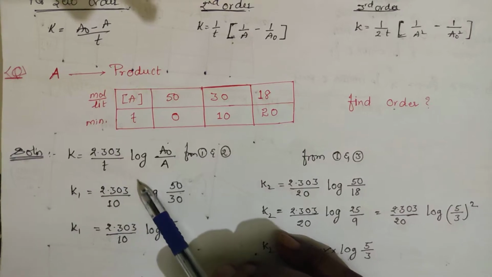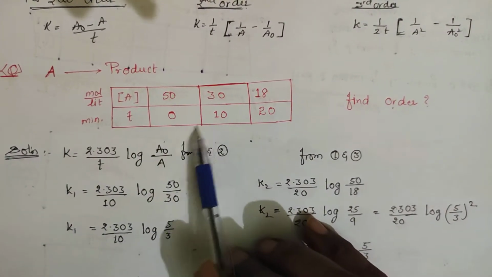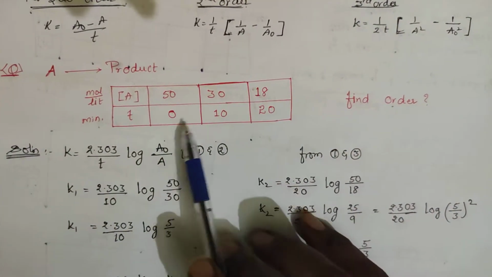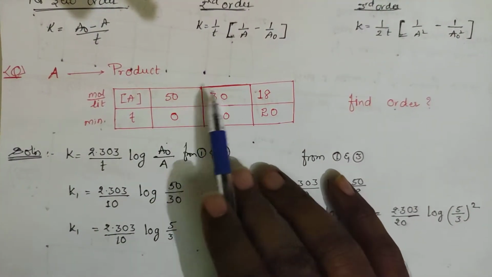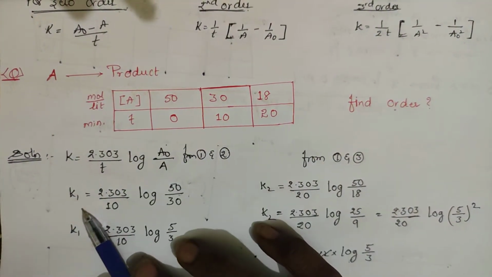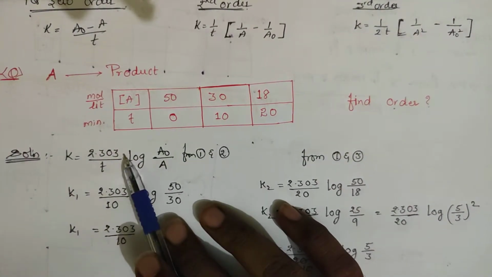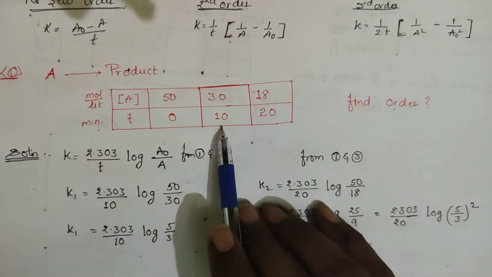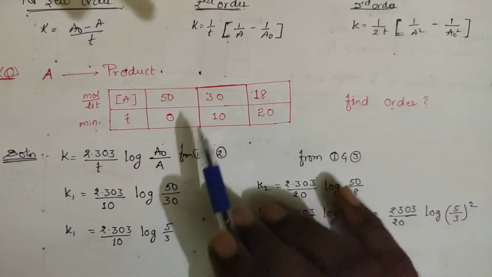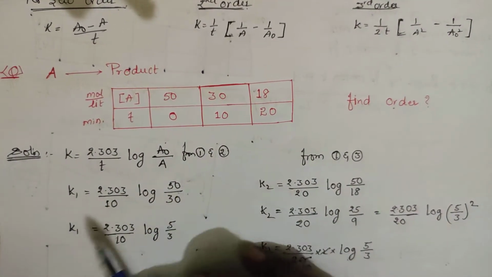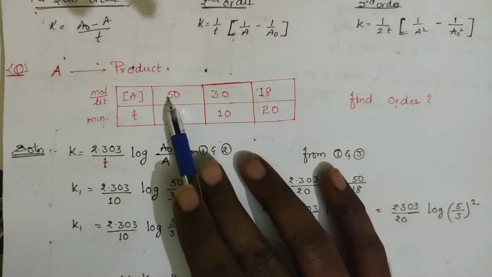So K1 is equal to 2.303 by t. First you compare these two values, and by using them you get the K1 value. By comparing the other two, you get the K2 value. So for the first two, K1 is 2.303 by t. The time difference is 10 minus 0, which is 10 only. Log of initial concentration 50 by final concentration 30. So K1 is equal to 2.303 by 10 log 5 by 3. This is the K1 I have got when I compared these two values.